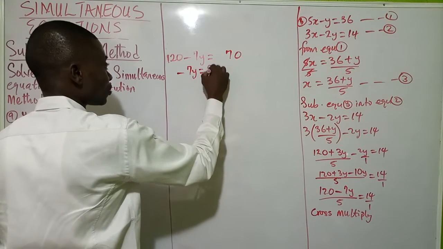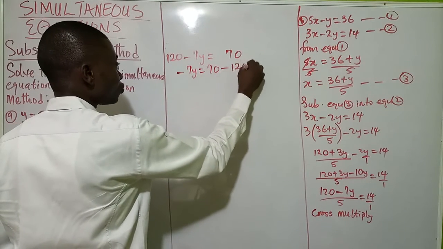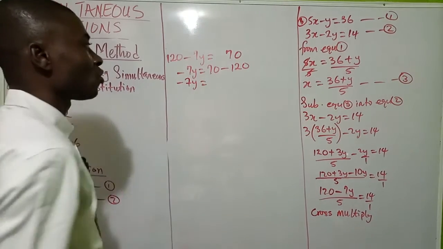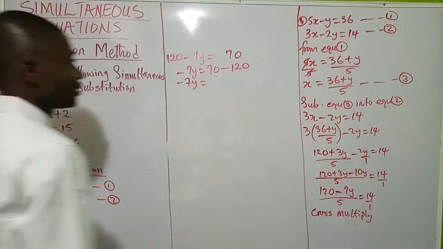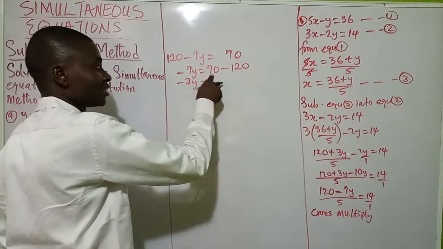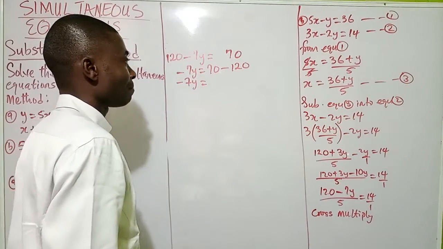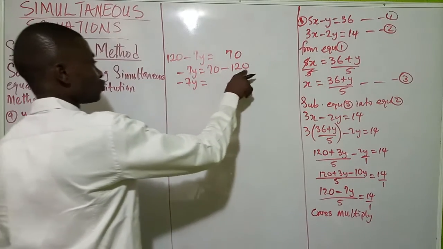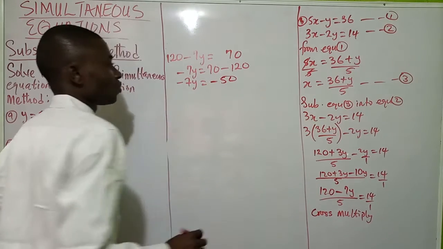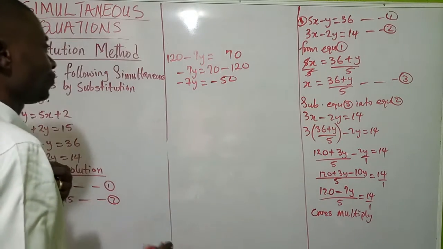Minus 7y equals what? 70 minus 120. So minus 7y is equal to 70 minus 120. Okay, 70 minus 120. When you are removing a big number from a small number like this, you are going to have a minus. So 70 minus 120 will give us minus 50. Okay, so that is minus 50.